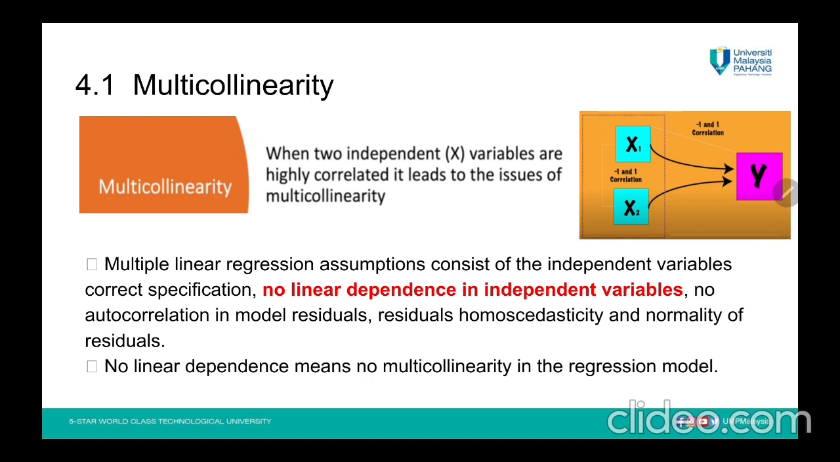We go to the multicollinearity topic first. When two independent variables are highly correlated to each other, it leads to the issue of multicollinearity. For example, if x1 and x2 here are correlated to each other, and if their value of correlation consists of value of -1 or 1, we call x1 and x2 are highly correlated to each other.